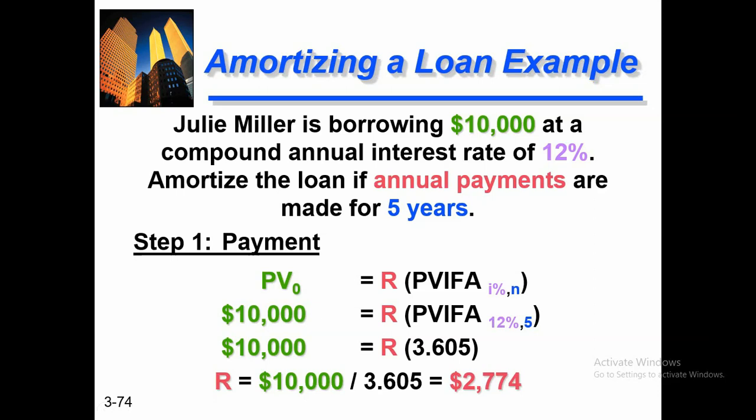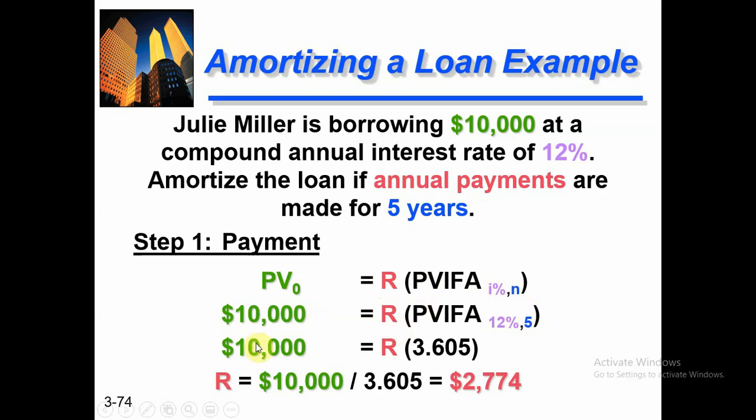PV0 is equal to R times PVIFA(i, n). Here PV is the present value, the amount we get today by borrowing from the lending institution. R is the annual payment which we will pay back to the financer, and the PVIFA is the present value interest factor of our future payments. We can find this from the table. I is my interest rate, N is my time period.